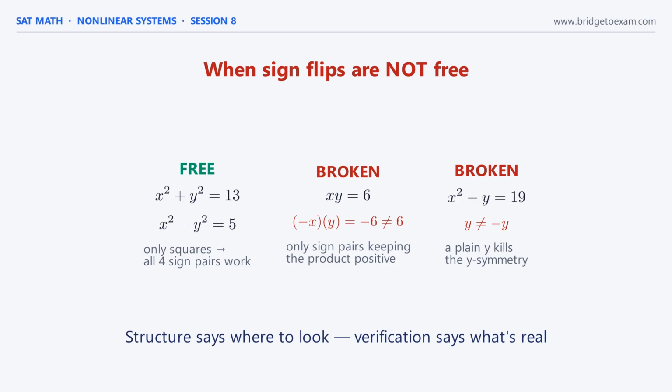If one equation contains a plain y, like x² − y = 19, then y and negative y are genuinely different. Look back at that system we solved. We got plus or minus 4 for x, but for y, we got exactly negative 3 and exactly 2. No plus or minus. That asymmetry is the plain y doing its work. So the rule is, generate candidates from the structure, then test each one against every original equation. The structure tells you where to look. Verification tells you what's real.